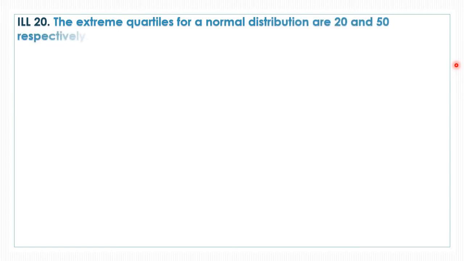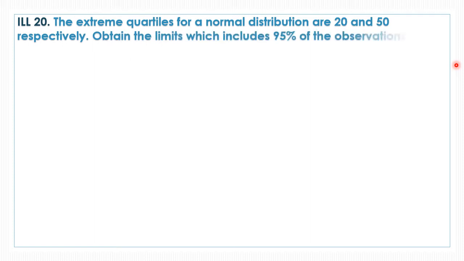Illustration 20 follows something similar. The extreme quartiles for a normal distribution are 20 and 50 respectively. Now we have to obtain the limits which include 95% of the observations of the distribution. Now once again we have to refer to the properties, the very last property, in which we had some 5 or 6 different probability values. In that, refer to that probability value which had 0.95 probability. 0.95 is practically 95% if you multiply it with 100. So what were the limits for that? Just refer to that and move forward.